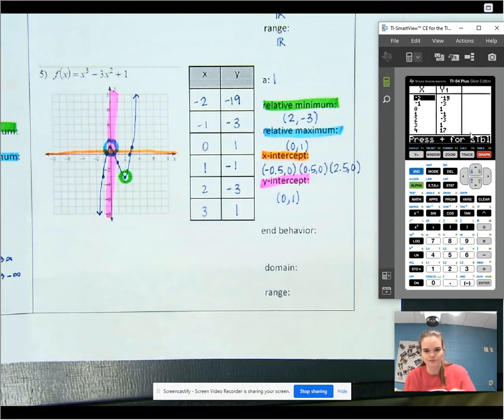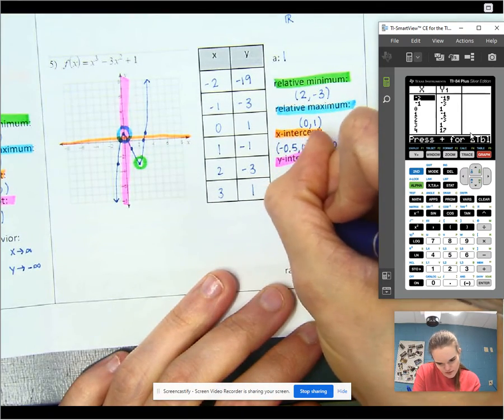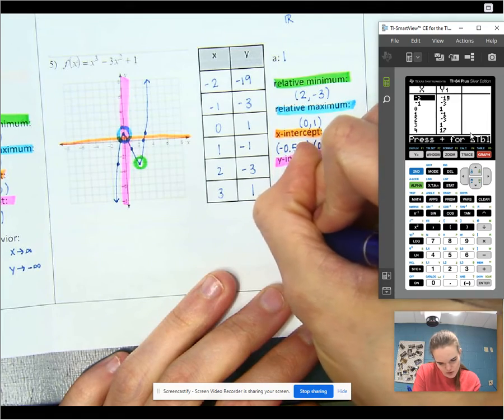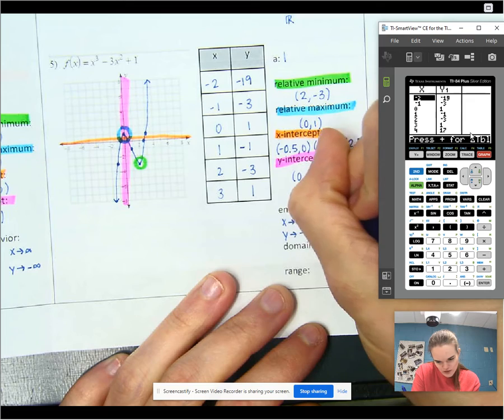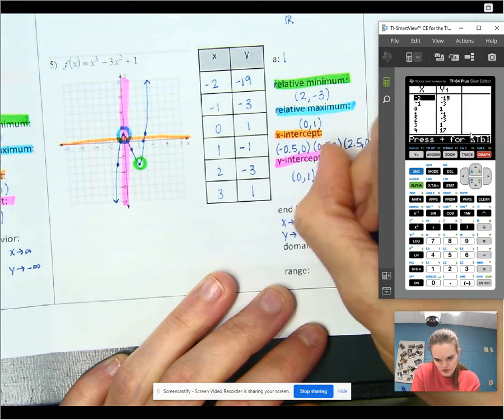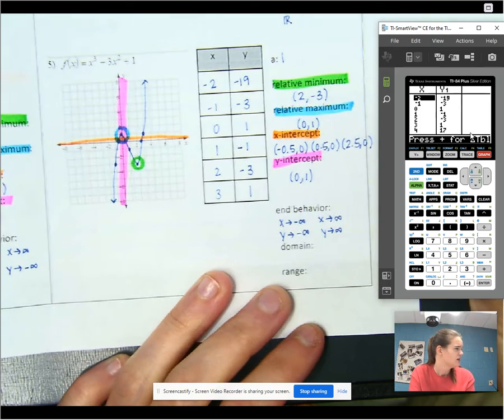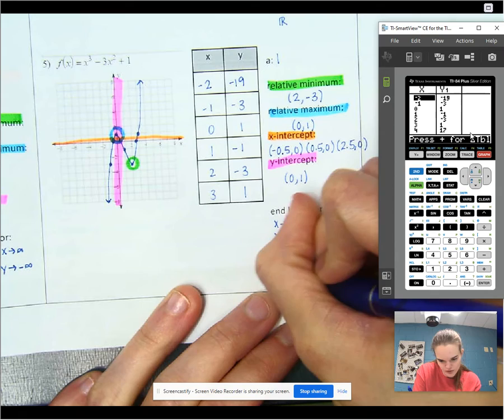Then in behavior, when x approaches negative infinity, y approaches negative infinity. And when x approaches positive infinity, y approaches positive infinity. The domain is all real. The range is all real.